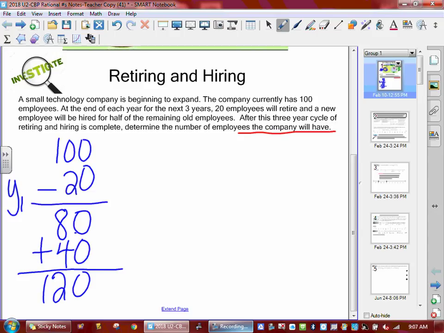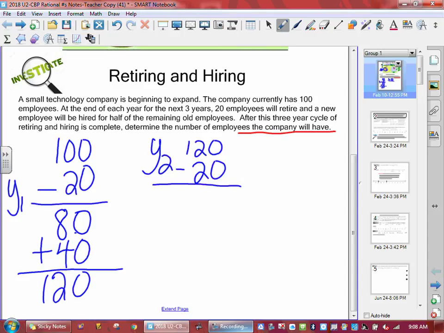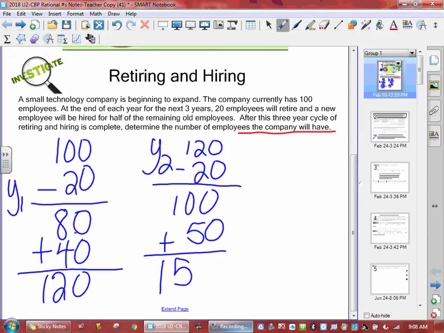So then year two starts with 120. Subtract the 20, gives you 100. And what's half of 100? 50. So now you're going to add 50 to that. That's going to give you 150 at the end of that year. So year 2 ends with 150, year 3 starts with 150.